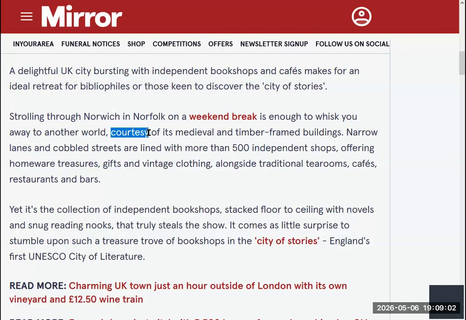So it's something similar to thanks to, or by maybe. If I was to read that little bit and replace that word, I could say thanks to, because of its medieval and timber framed buildings, or maybe the word by, by its medieval and timber framed buildings. So thanks to, or because of, maybe.